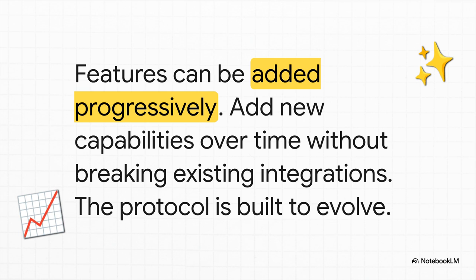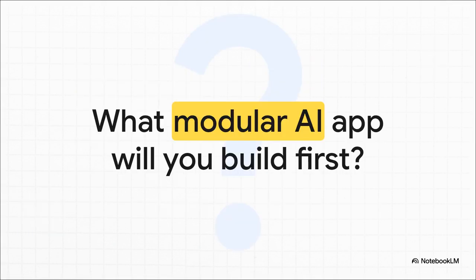Your system can evolve. So there you have it. That's the core idea of MCP. It's a pattern for building powerful AI apps out of simple, secure, and composable parts. It handles the complexities so you can focus on being creative. And that really just leaves one question, doesn't it? What modular AI app are you going to build first?